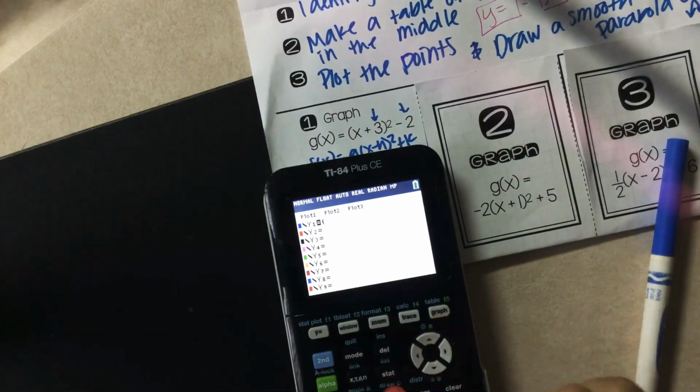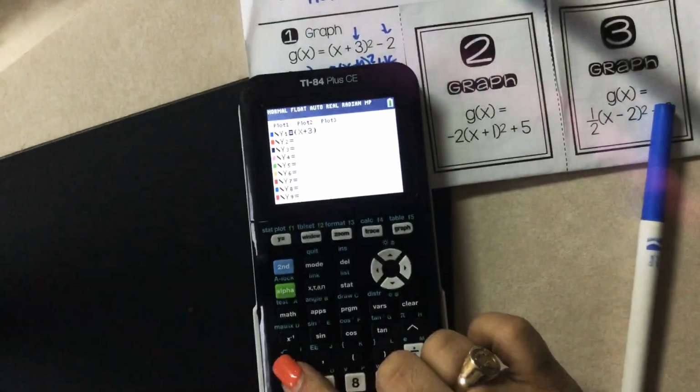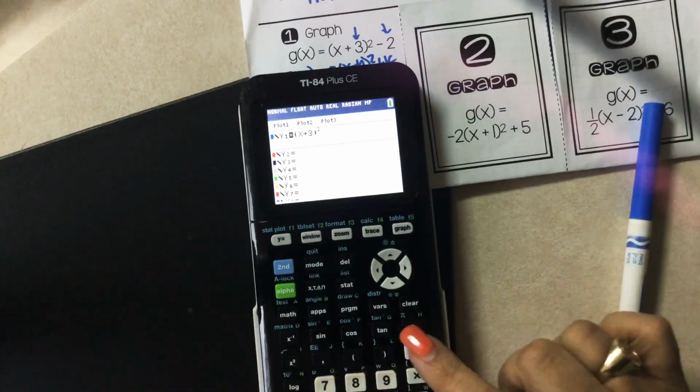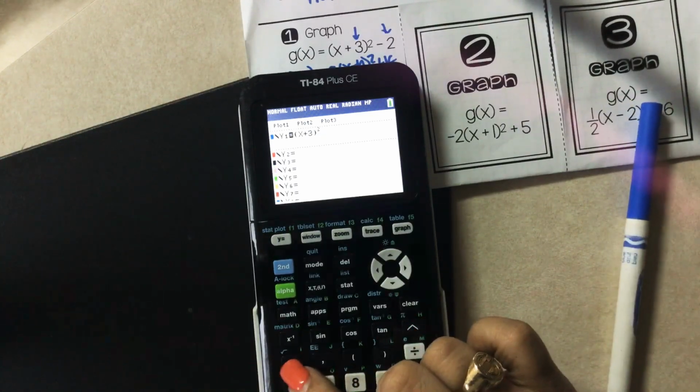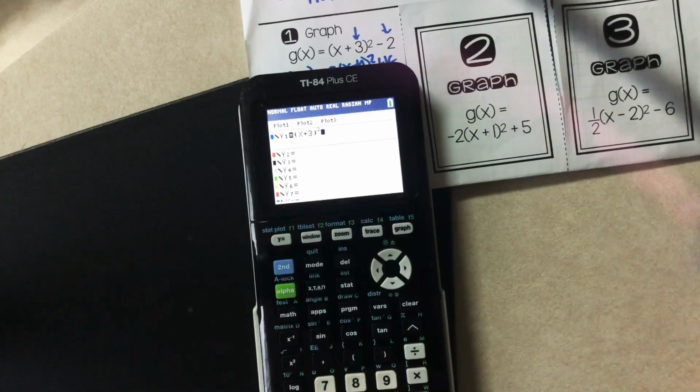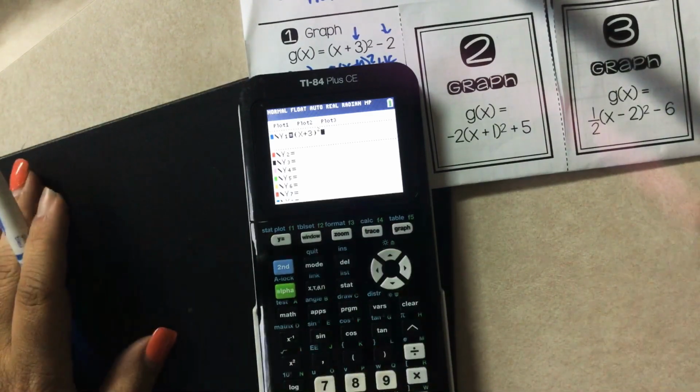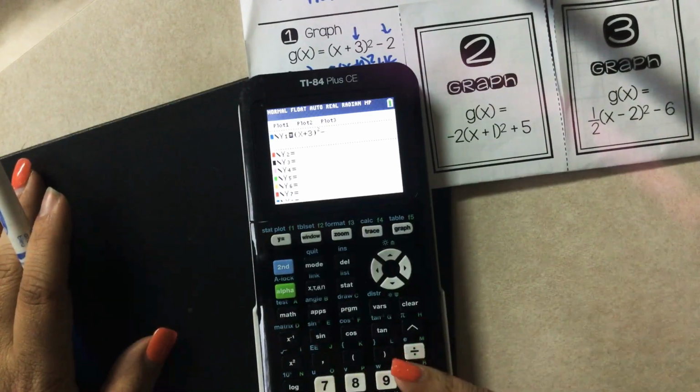Parentheses, and these are super important. You're going to do x plus 3, close parentheses. And I hit the squared button instead of using that caret. This is a whole lot faster. That 1 or 2 seconds that you save is going to help you in the long run.